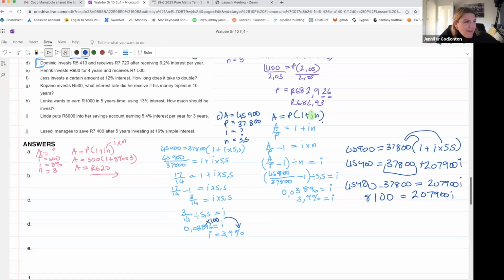Do you need to simplify the fraction, or can we use it like that? So your final answer always needs to be a percentage if you're looking for I. So that's the answer for those.